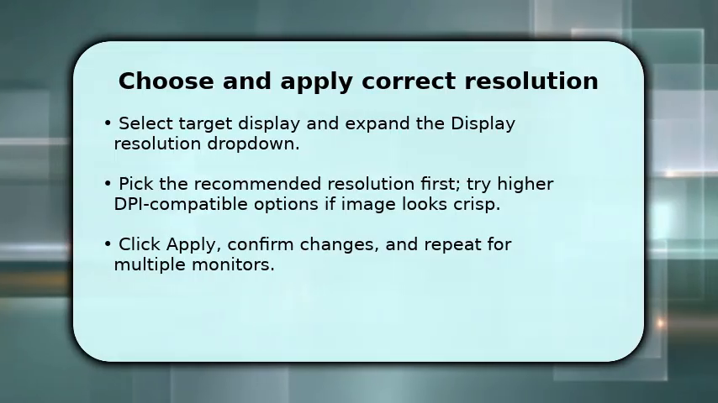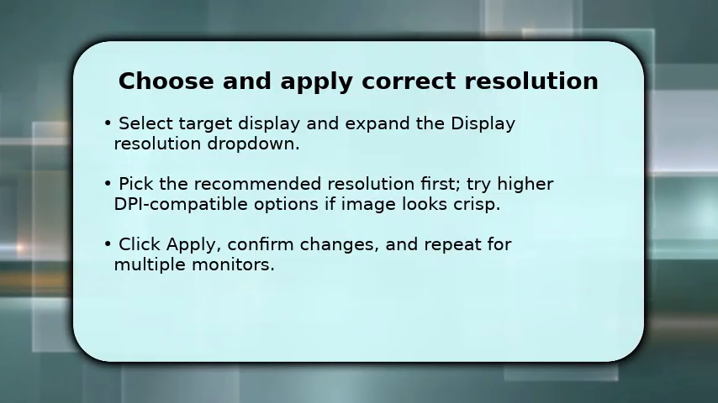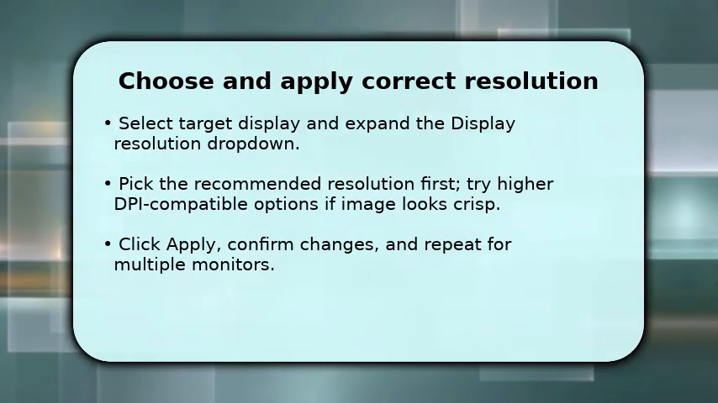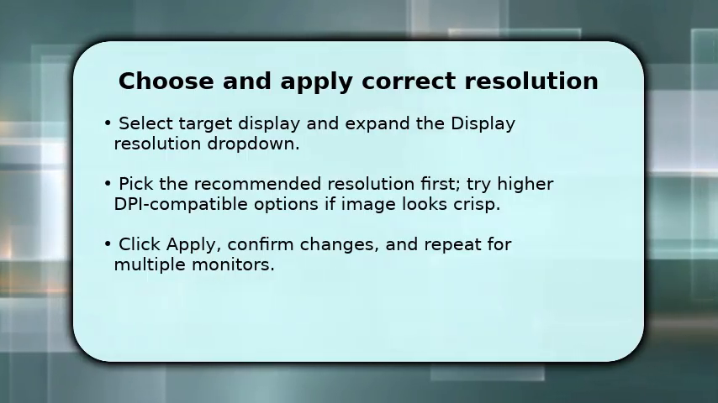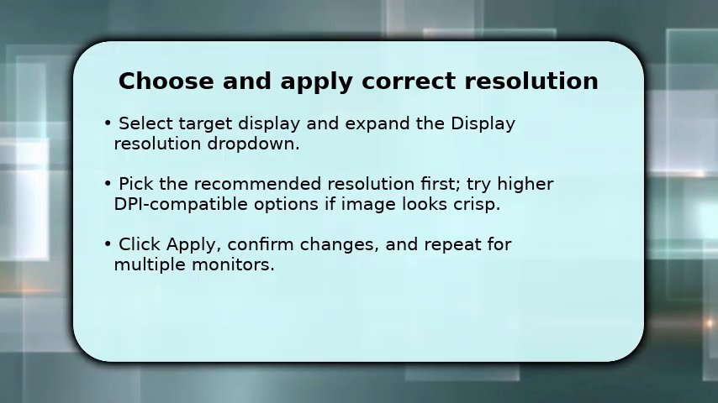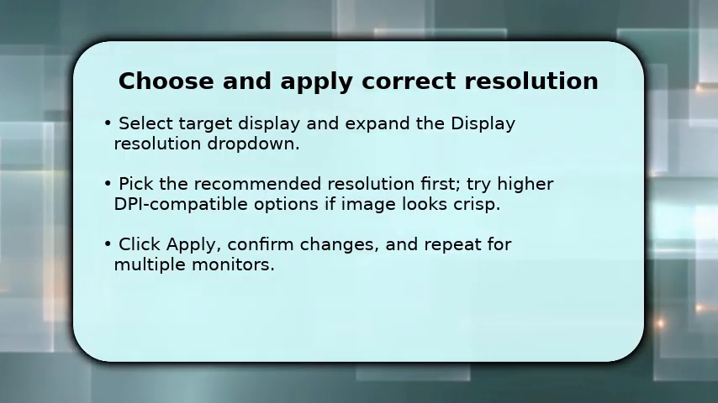Windows marks a recommended setting based on the monitor it detected. Choose that setting first because it matches the panel's native pixels. If text is too small, increase scale instead of lowering resolution. After selecting a new resolution, click Apply, then confirm the change within 15 seconds.